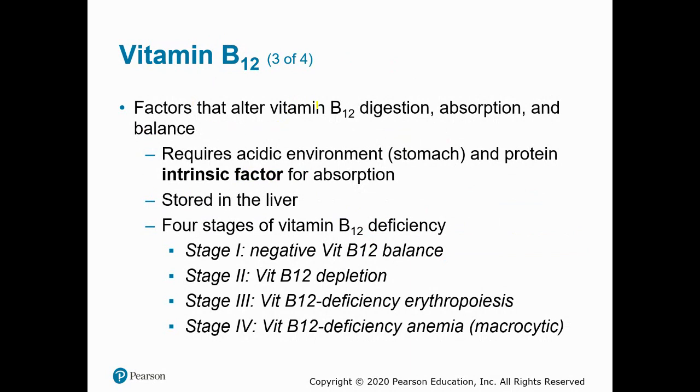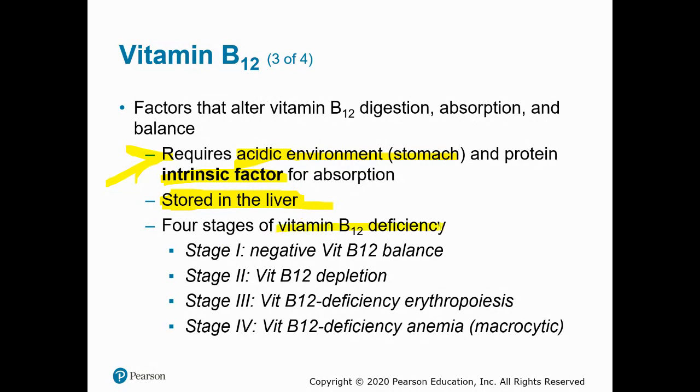Okay, so factors that are going to alter B12 digestion, absorption, and balance. Remember, B12 also requires proper stomach acid production. Remember, B12 requires that intrinsic factor. This is also why people who have undergone bariatric surgery should be on a B12 supplement for the rest of their lives. So any issue with stomach acid production is going to impair B12 absorption. Remember, the RDA for B12 is so low because we actually store some B12. We have about a 2 to 3 month supply of B12 in a healthy body.